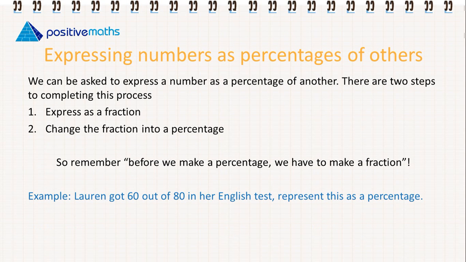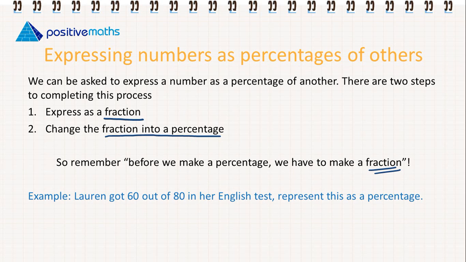Okay, the next problem we're going to have a look at is expressing numbers as percentages of others. So we can be asked to express a number as a percentage of another number. There are two steps to completing this process. So number one, we express as a fraction. And number two, we change the fraction into a percentage. So we find a fraction first, then change our fraction into a percentage. Before we make a percentage, we have to make a fraction. So remember that.